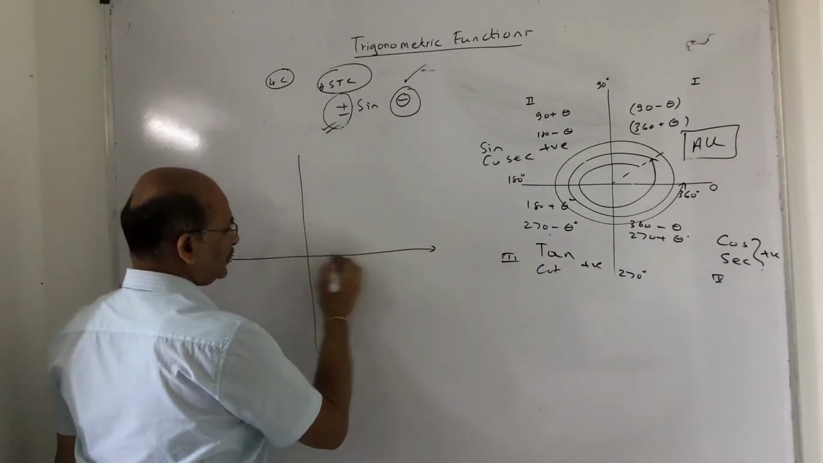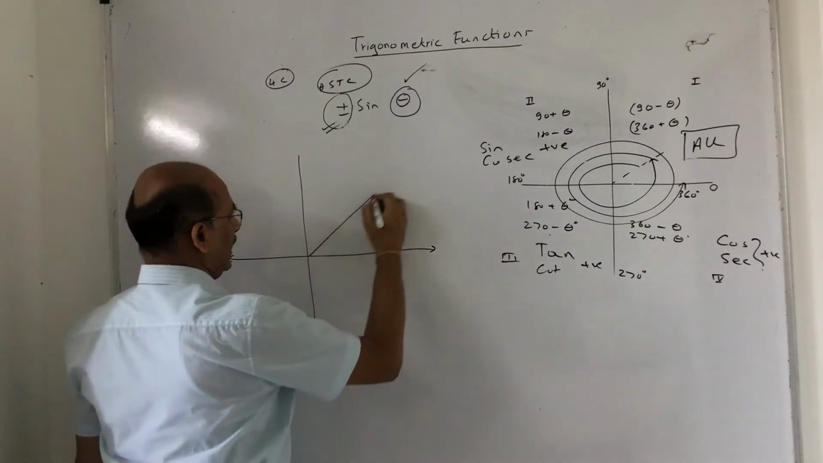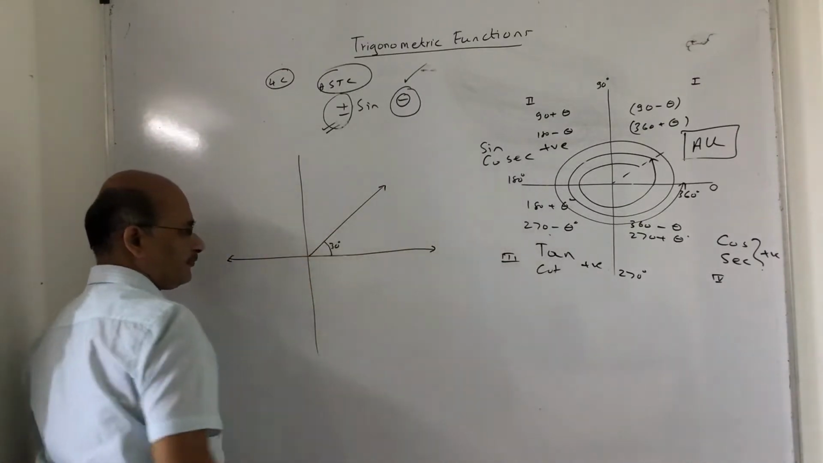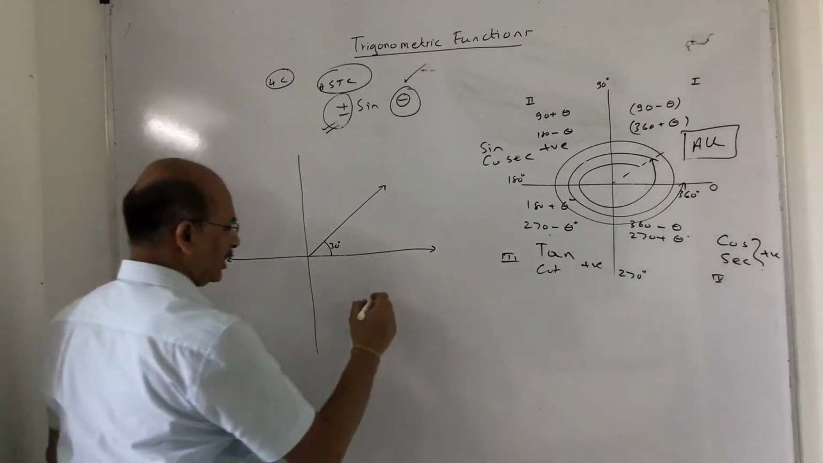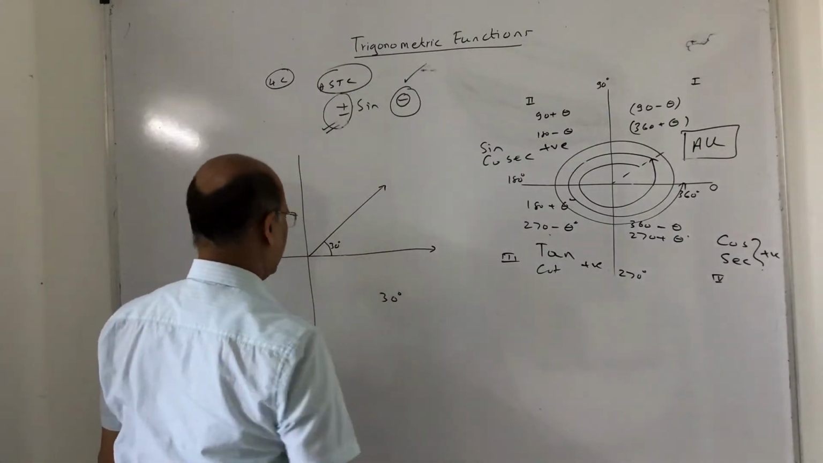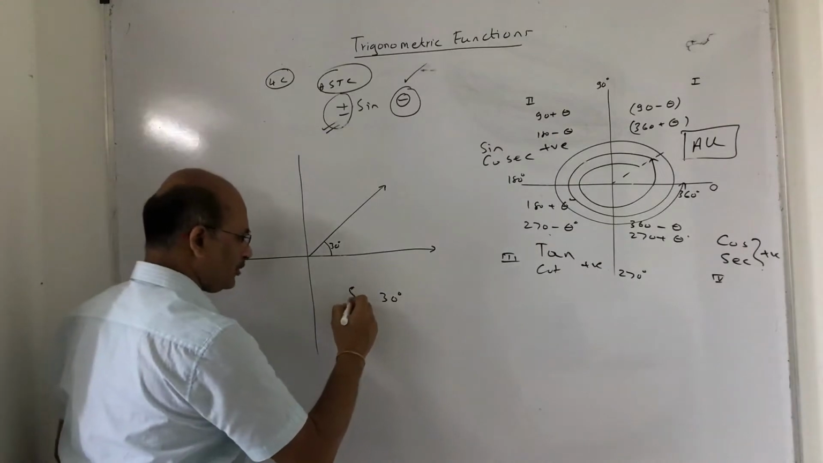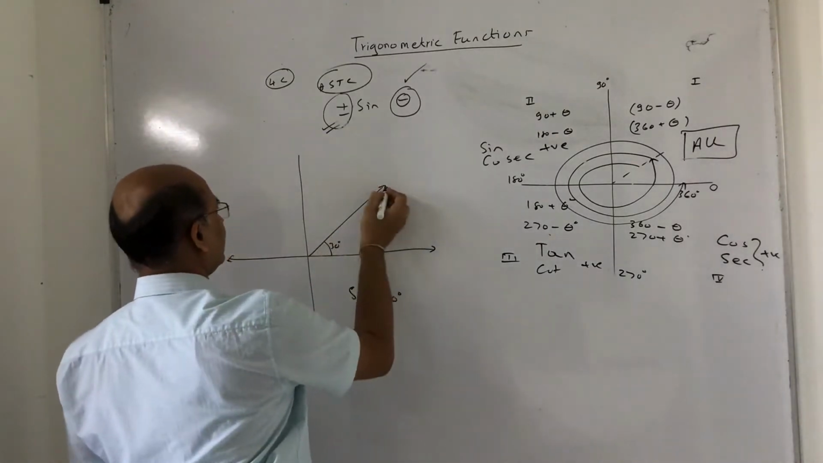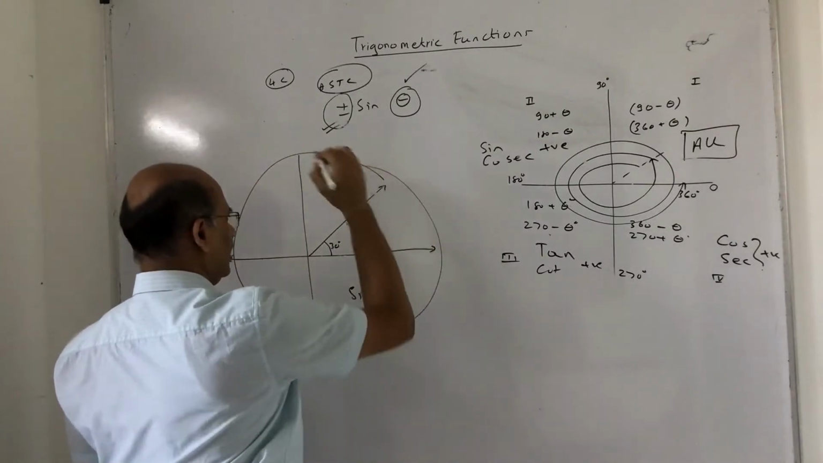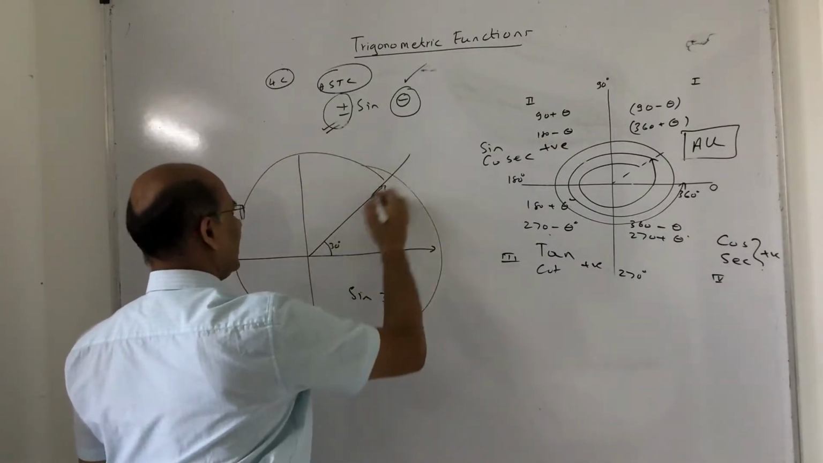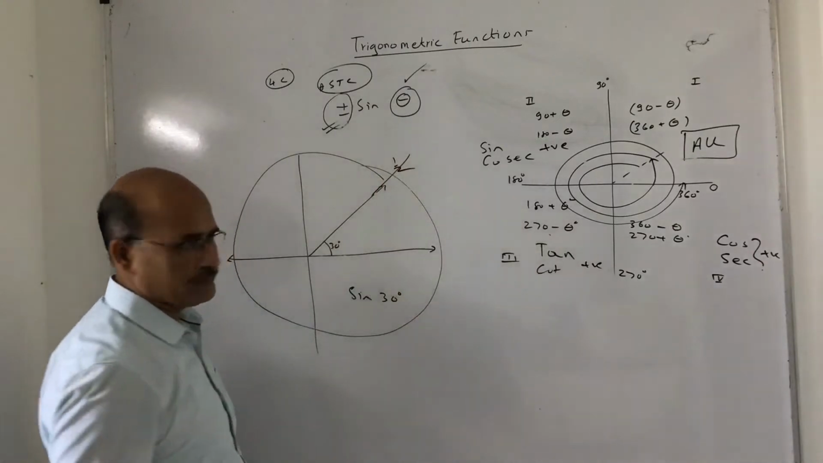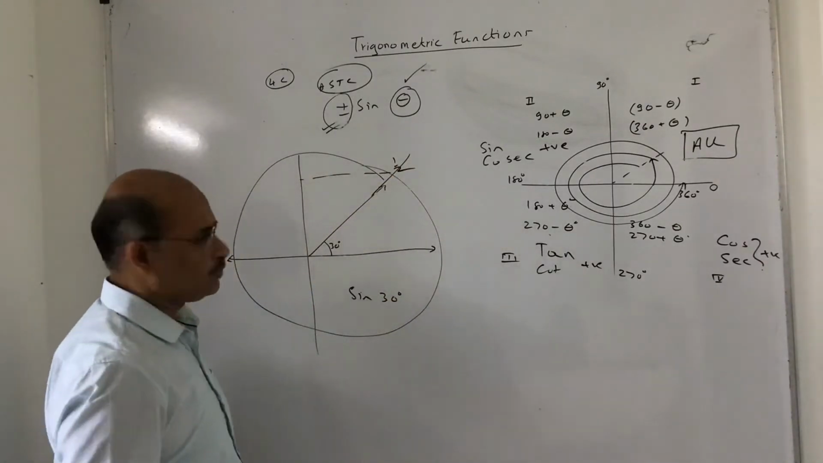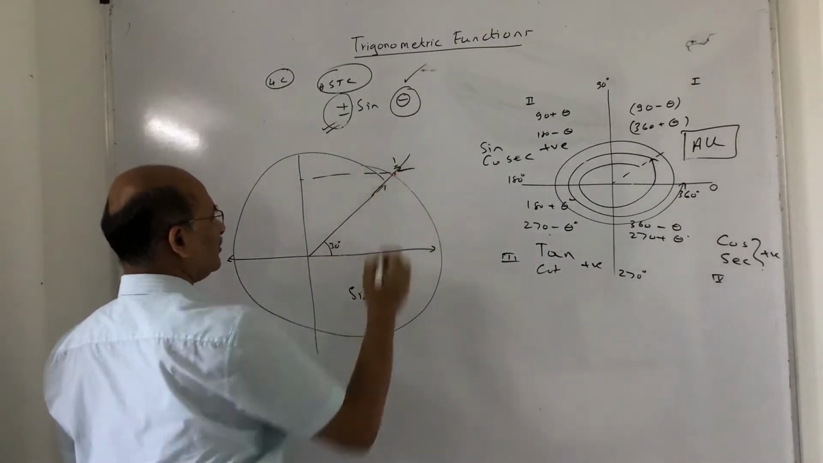Now what I am trying to do is explain this part, and just register it in your mind. Suppose this is the initial arm and this is the terminal arm. So right now, suppose this is 30 degrees. Now please understand this. This is 30 degrees. Now suppose I talk about the sine ratio, sine 30. This is the unit circle actually, right? So sine 30 degrees is nothing but 1 by 2. That means on the y-axis it is 1 by 2.